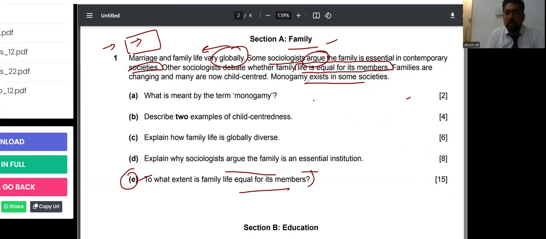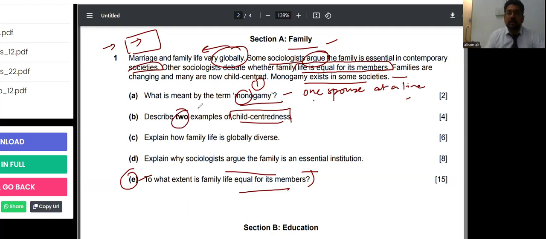Okay. And then monogamy exists in some societies. So the first part, what is the term monogamy? Mono means one, poly means many. Okay, so one spouse at a time. Okay. Two examples of child-centeredness. Now you know the examples. But when they ask for the examples, you should be highlighting the key factors and the key things that you would be looking for. So, two examples of child-centeredness.